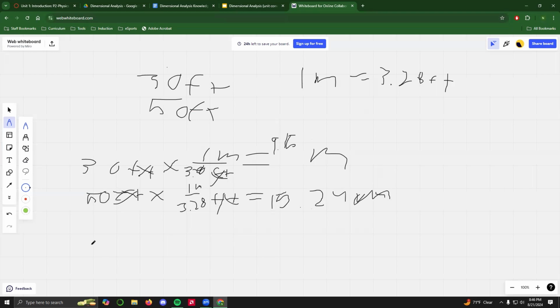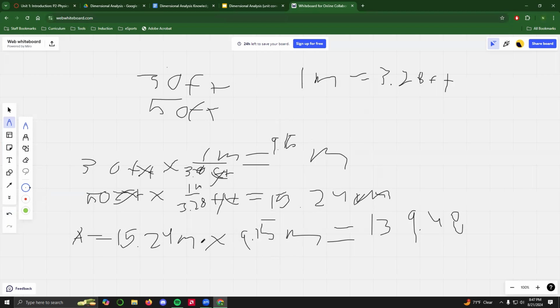You just multiply its two lengths, right? Length times width. So we just take 15.24. We'll just denote this as area equals 15.24 meters times 9.15 meters. 15.24 times 9.15 is 139.48.